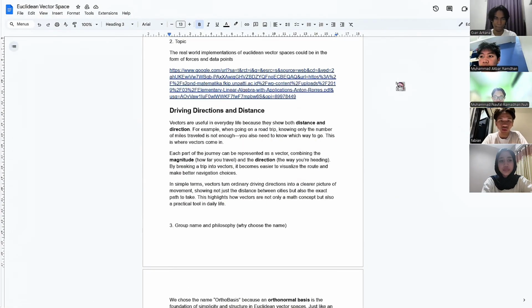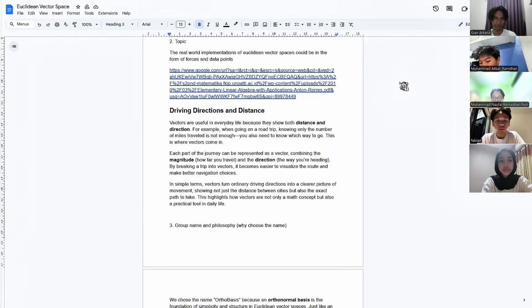The topic that we chose is driving direction and distance. Vectors are very useful in everyday life because they show both distance and direction. For example, when going on a road trip, knowing only the number of miles traveled is not enough. You also need to know which way to go. This is where vectors come in.